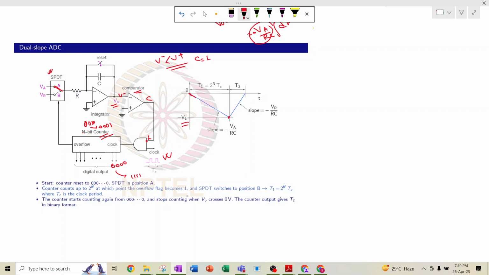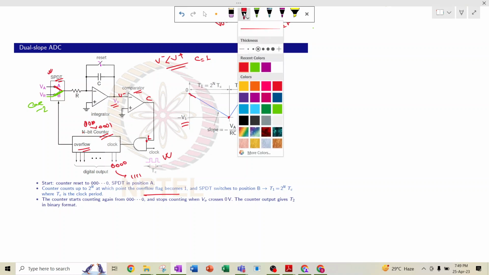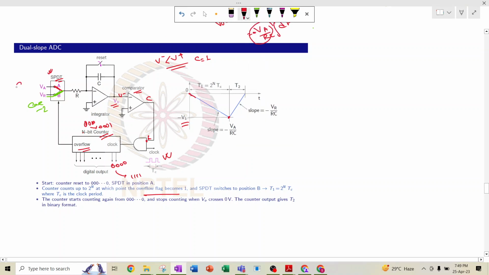Now what happens, whenever it reaches 1111, at that time this overflow flag becomes 1, and then it will turn this SPDT switch to move from this position to the b position. This is case 2, and the previous one is case 1.